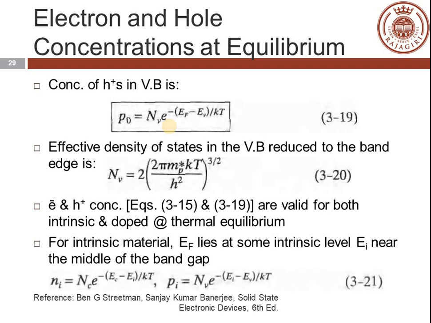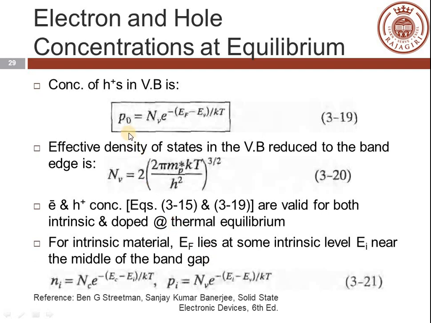And for intrinsic material, we said Ef lies at the middle of the band gap. So the middle of the band gap we will denote using Ei. So Ef will be equal to Ei. So in these previous equations 15 and 19, you can replace Ef with Ei. And for intrinsic semiconductor, the equilibrium concentrations are equal to the intrinsic concentration, ni.